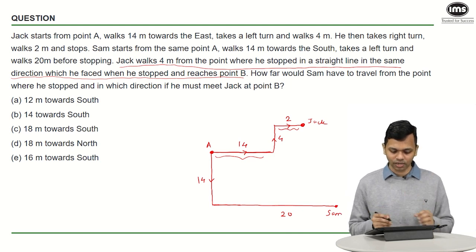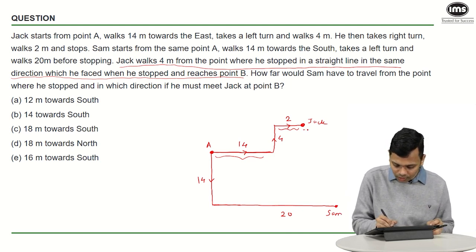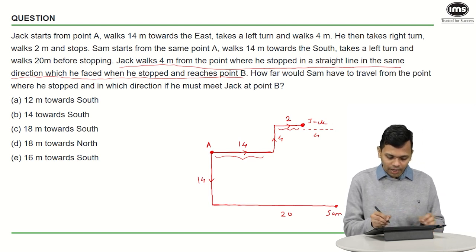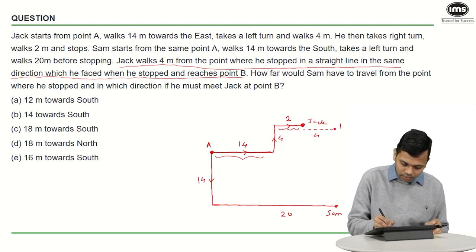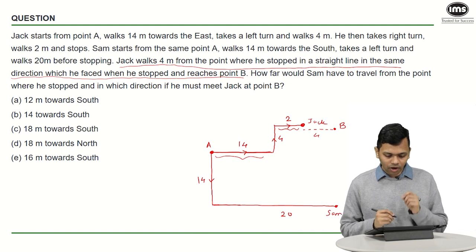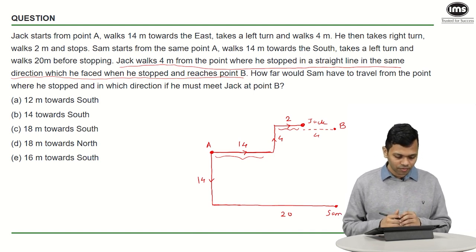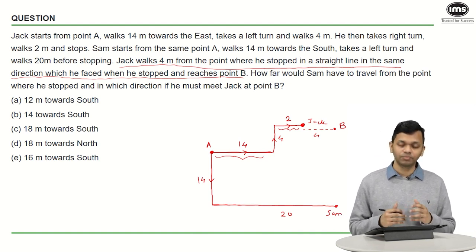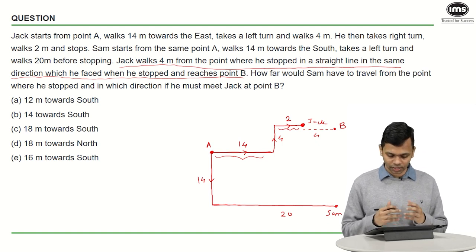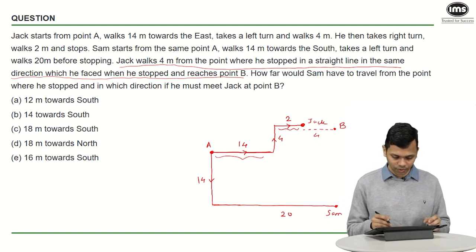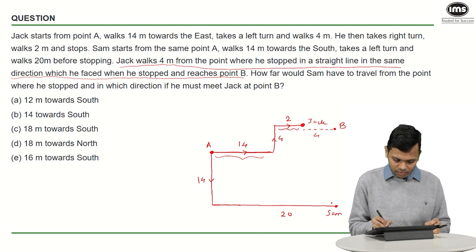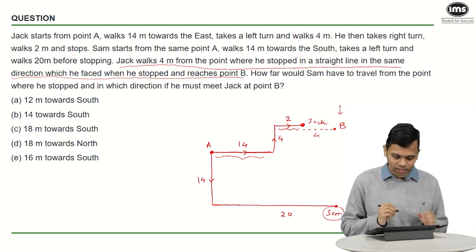So Jack is going a little farther. So from this point, Jack is moving ahead and that distance is 4, right? That's what they are saying. And that is the point B. How far would Sam have to travel from the point where he stopped and in which direction if he must meet Jack at point B? That is the question that they are asking you. Okay. So this is where Sam is and this is where Jack is at this point of time.